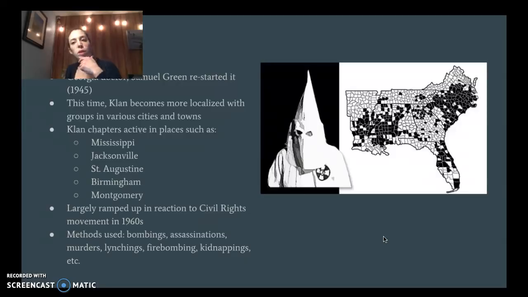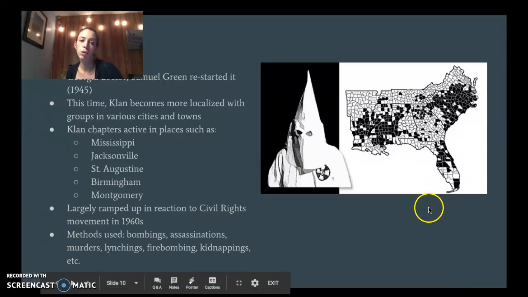And so some of the methods that the KKK used during this time were bombings, like of churches and things like that. There were also assassinations, like the assassination of Martin Luther King. There were murders, oftentimes of civil rights workers who were trying to go around and get people signed up for their voting rights. There were lynchings, fire bombings, kidnappings, and many other means of terror and intimidation.